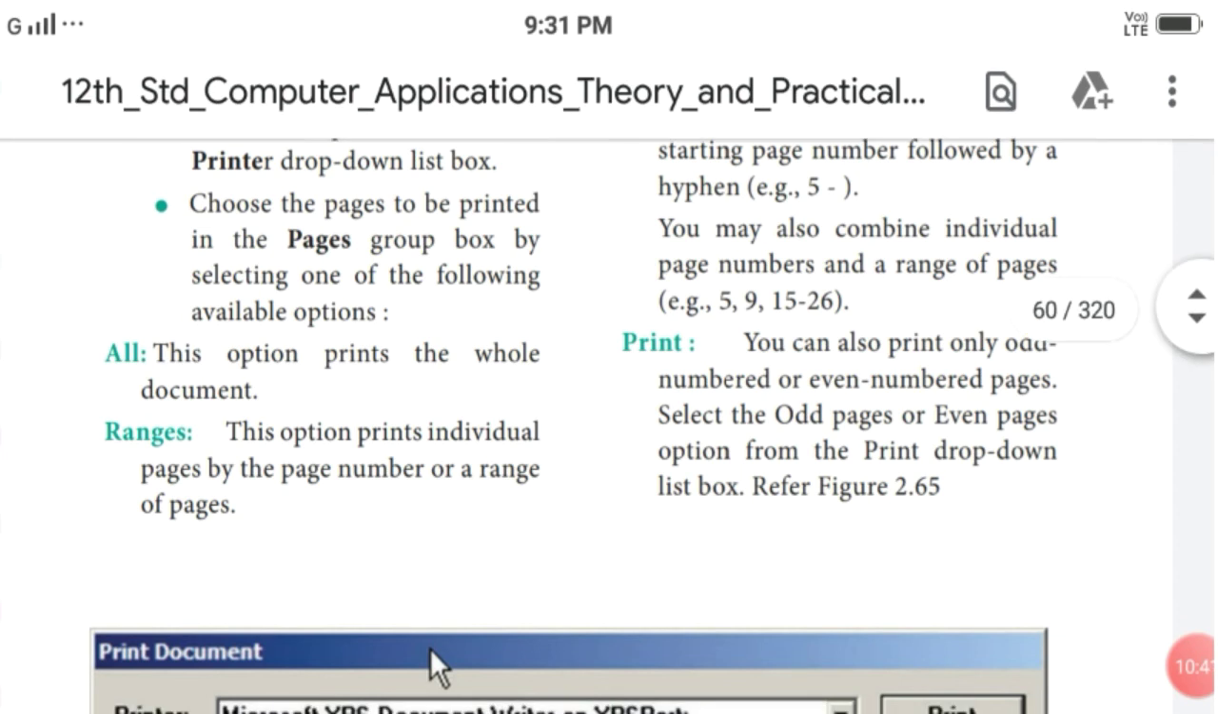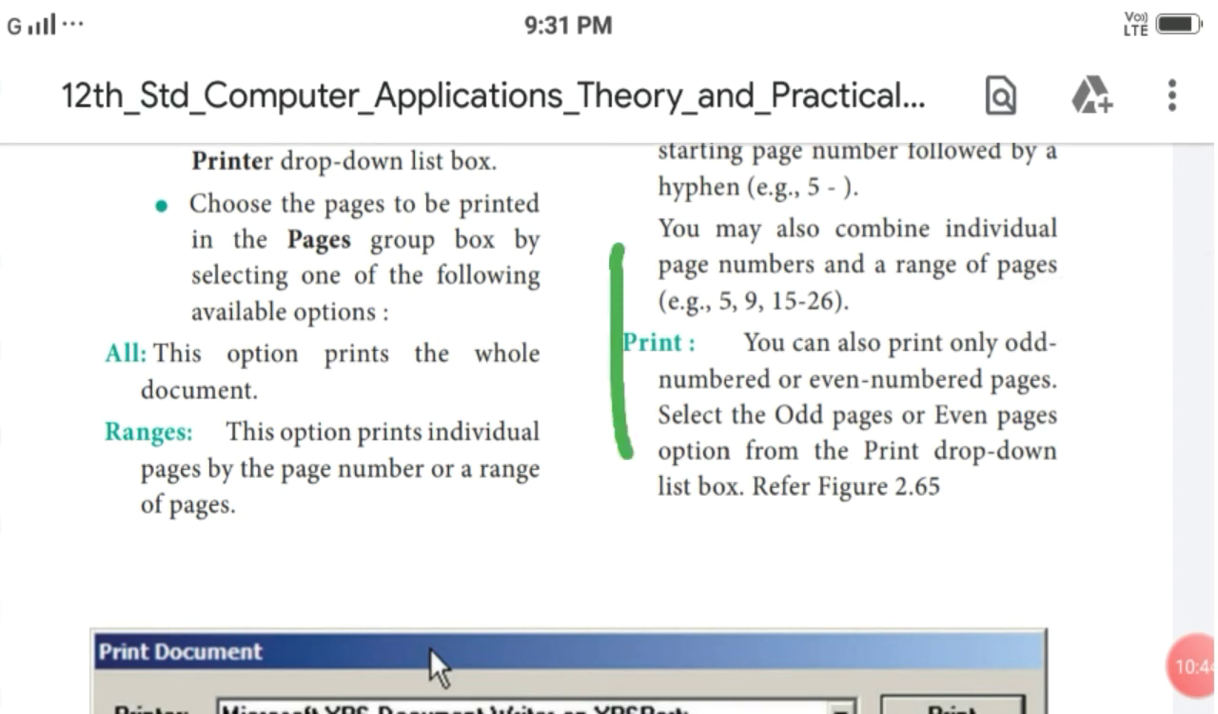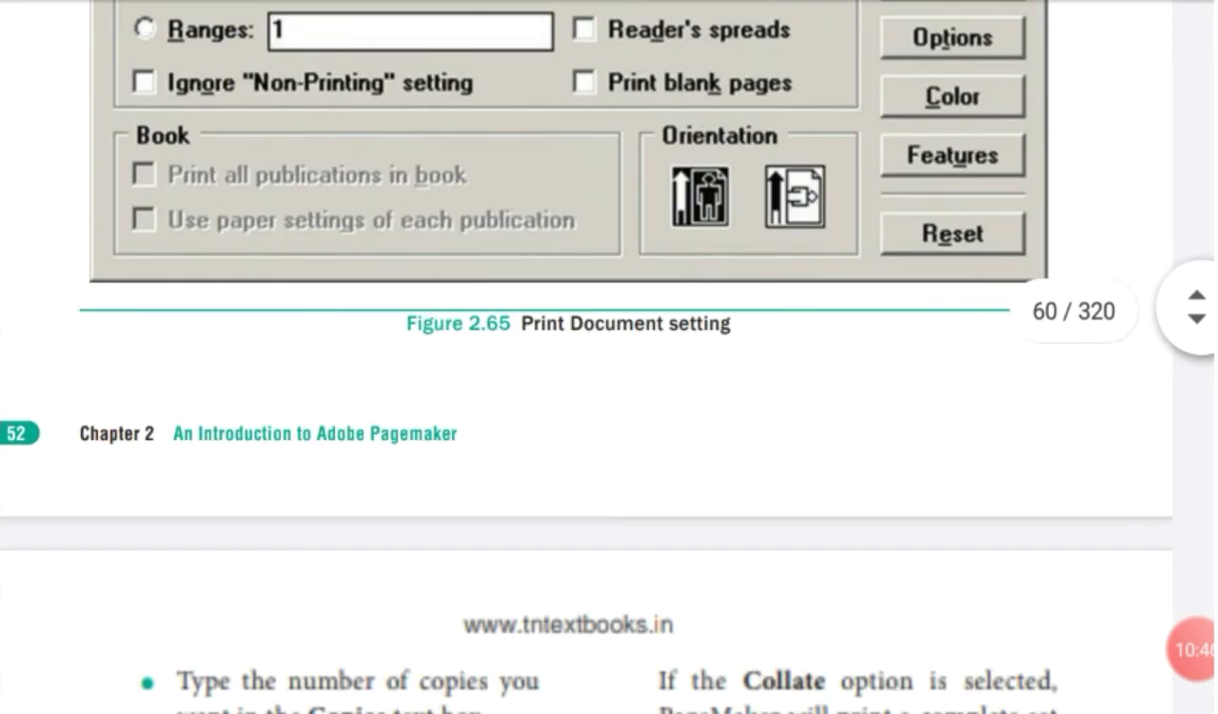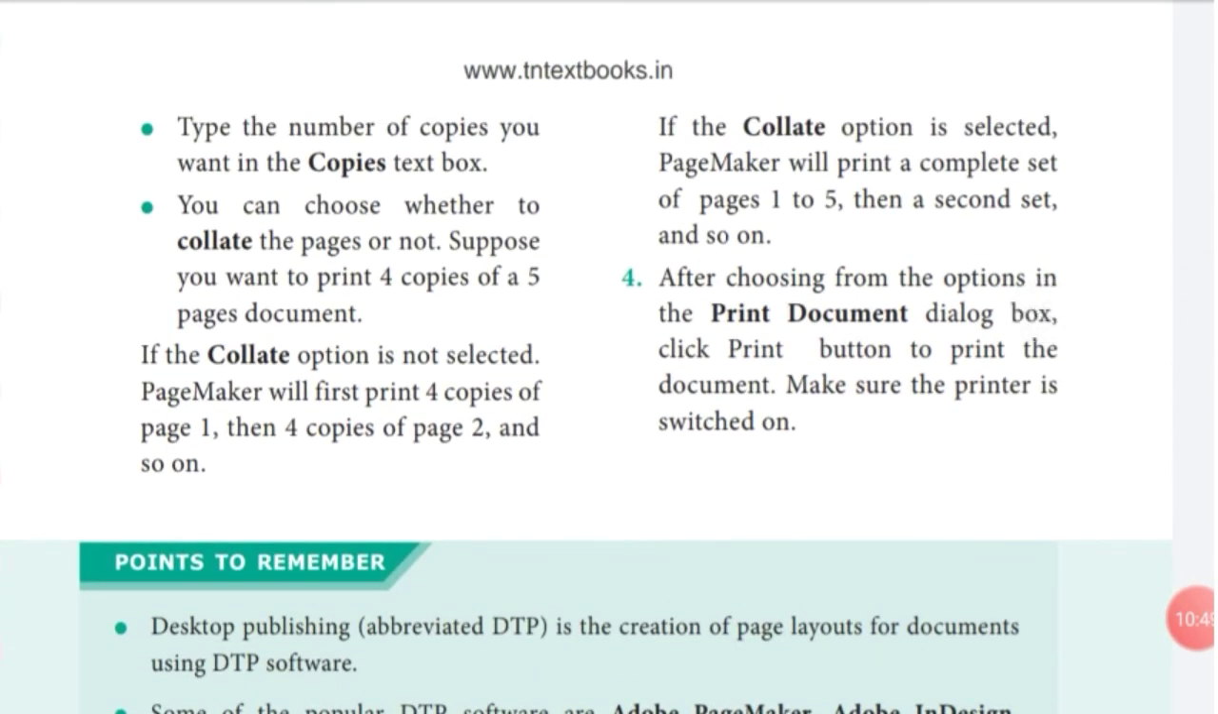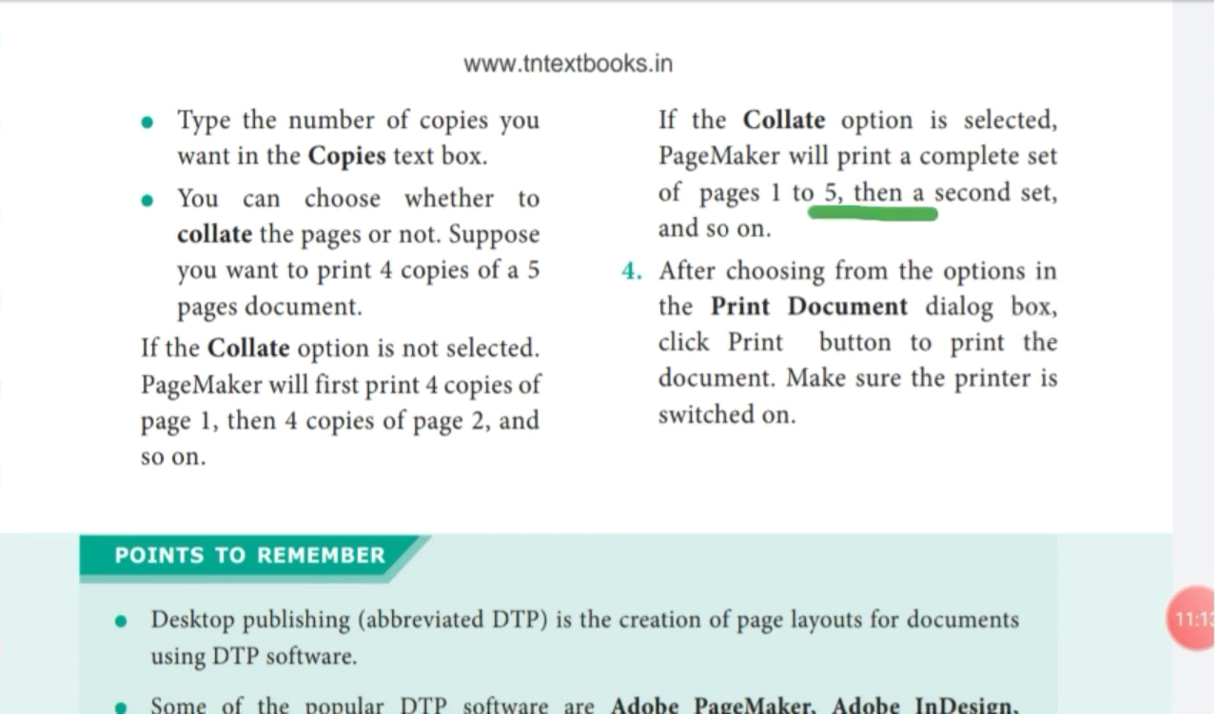The Print drop down list box is there. Okay, so how many copies you want? Suppose you want to print 4 copies, whichever page numbers you want the 4 copies of, we can give here. PageMaker will first print 4 copies, page number 1 and page number 4. Okay, we can give examples. If you want 1 to 5, you can give 1 to 5. So automatically select and press the OK button, and the document will be printed.